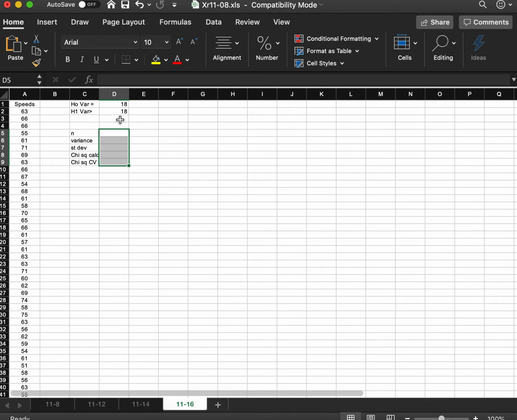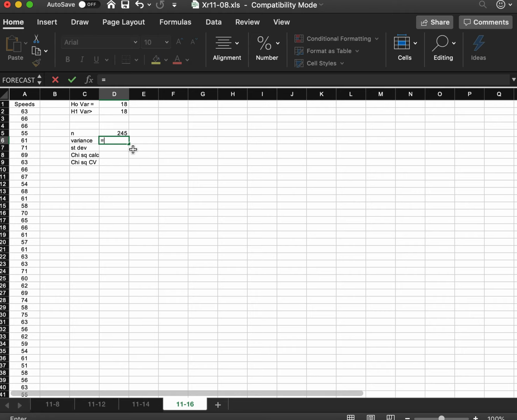So our null hypothesis is that our variance equals 18. Our alternative is that our variance is greater than 18. So first, we want to calculate our n. It's given to us. It's 245 in our example. If you don't trust me, use a count code.